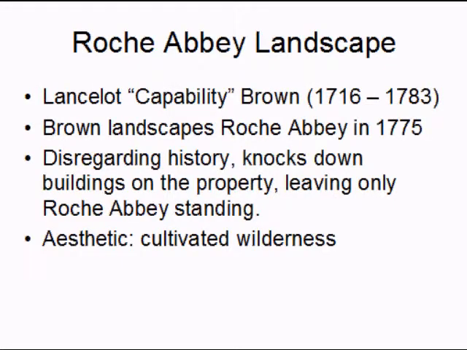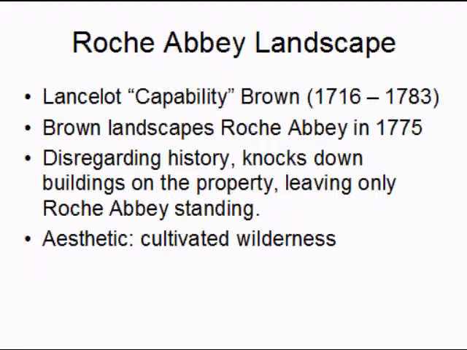So let's look at an example of landscape gardening from the Romantic period. These next images are of Roche Abbey and its surrounding grounds, which were designed by a man named Lancelot Brown. You may have heard of him referred to as Capability Brown, which was his nickname. Roche Abbey is the ruin of an 11th century abbey. In 1774, Lord Scarborough hired Capability Brown to landscape his property.